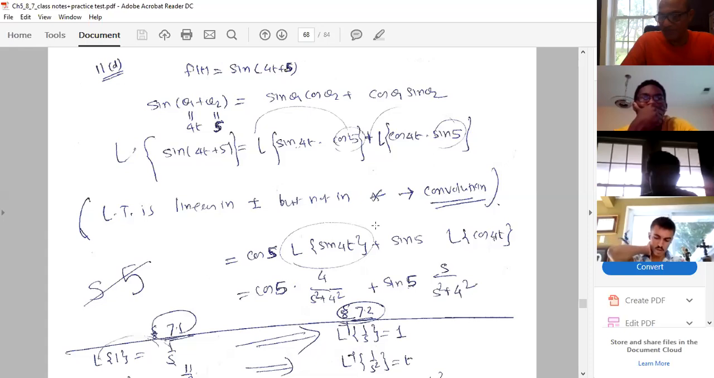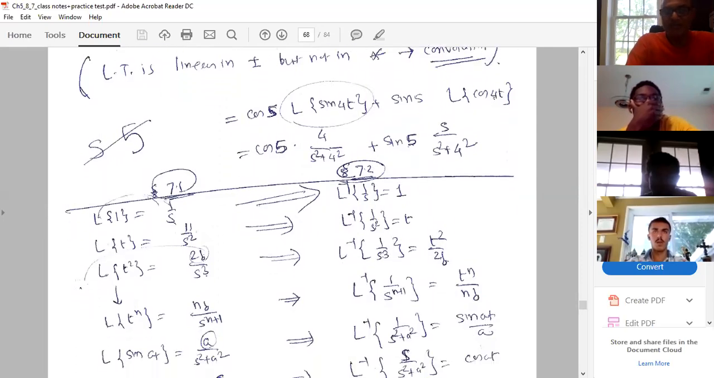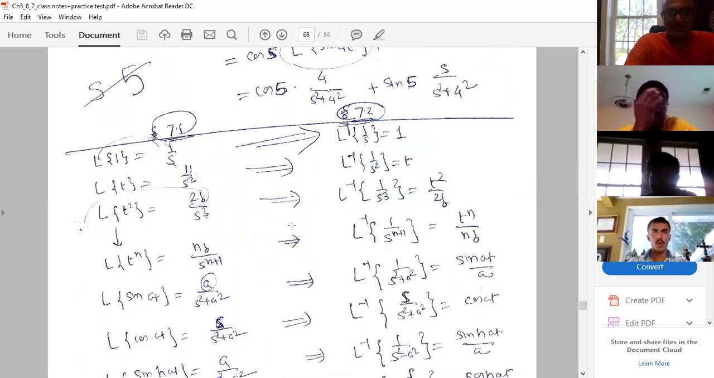That's easy. 7.1 is damn easy. You are not doing anything new in 7.1 except applying the formula. But now I'm merging my 7.1 with 7.2 because 7.2 is nothing but the inverse Laplace transform. Inverse Laplace transform. Now guys, be careful.